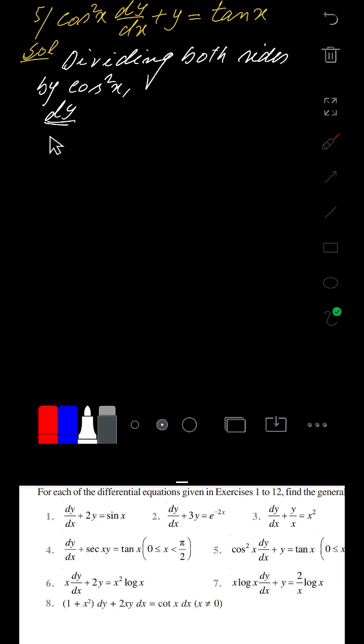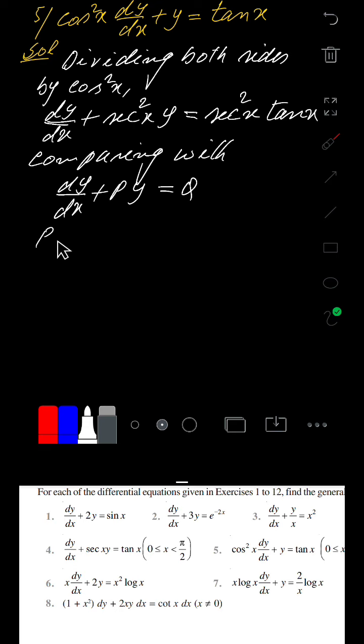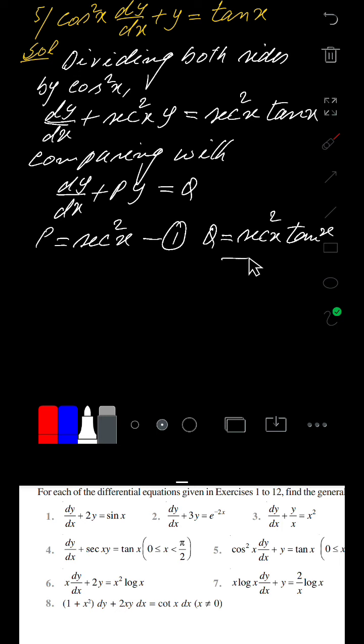In the first term, dy upon dx, plus if we divide y by cos square x, it becomes sec square x, y, because the reciprocal of cos is sec, is equal to, if we divide tan x by cos square x, we get sec square x into tan x. Now it is in a standard form, so comparing with dy upon dx plus py is equal to q, we have p is equal to sec square x, let it be equation number 1, and q is equal to sec square x tan x, let it be equation number 2.